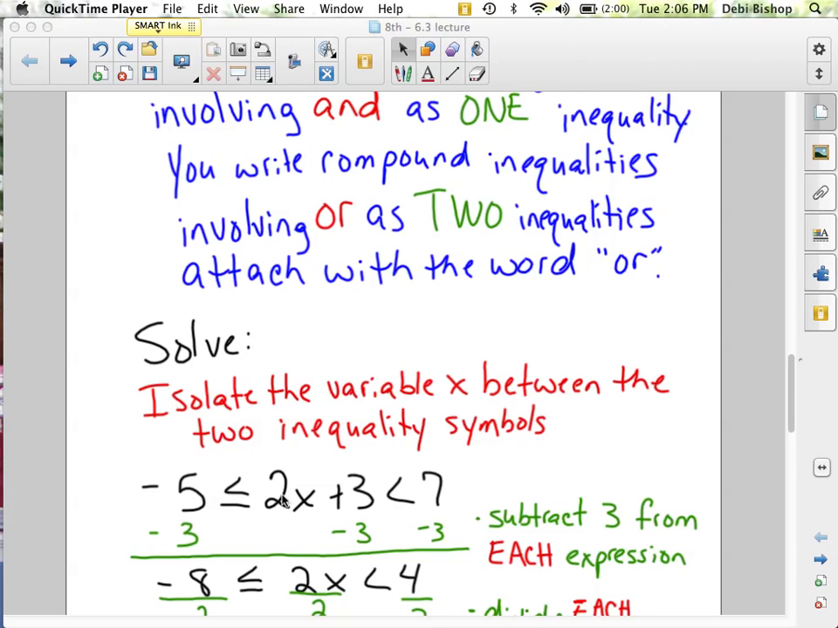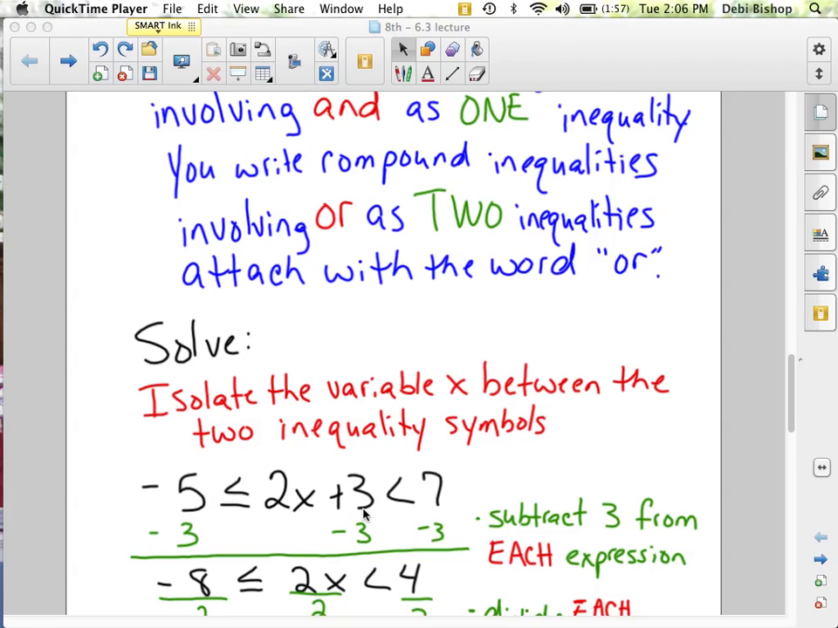So first I have to get x, and I have to isolate x. So what you do is first I gotta get rid of my 3. So I subtract 3 from this side. What I do to this side, I actually do to all my sides, in a sense. Because I look at it as this is one inequality, and then here's another one.